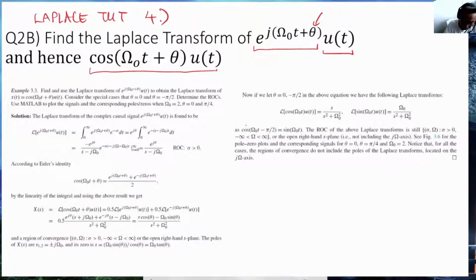This is question 2b. In this question, we are interested to find the Laplace transform of e^(j omega naught t + theta). So the interesting thing is that we are introducing a phase in the complex exponential. Once we have found this, we are going to use this identity, the Laplace transform, and find the Laplace transform of cosine(omega naught t + theta). In both cases, we are interested in the causal signal.